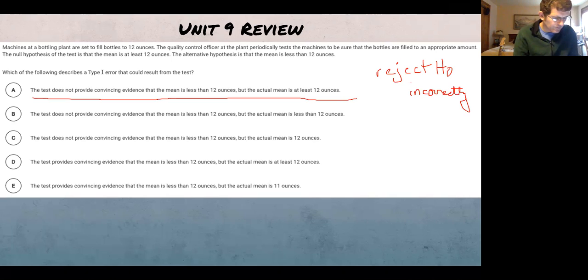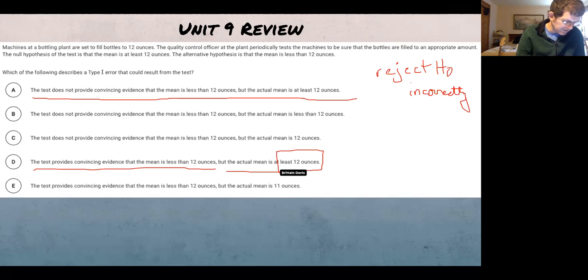So we want to figure out where it's going to tell us that we rejected the null. So that means we have convincing evidence that the mean is less than 12. There we go. But the actual mean is at least 12. So here we go. The null is true, but we rejected it. So I believe this is our best answer.